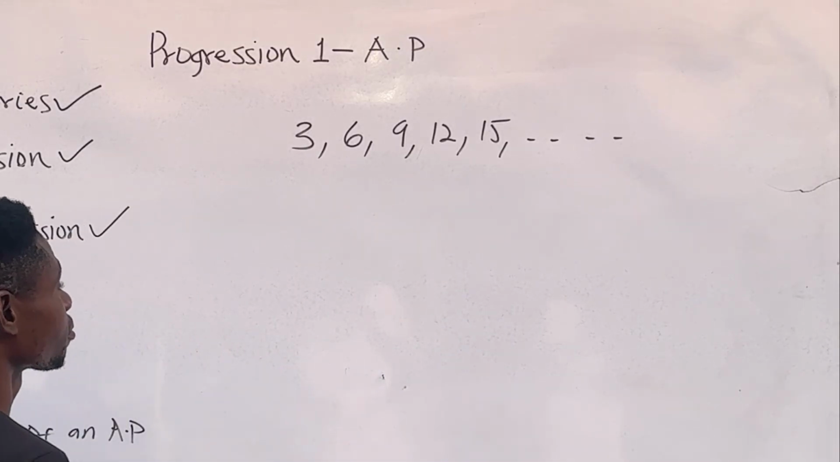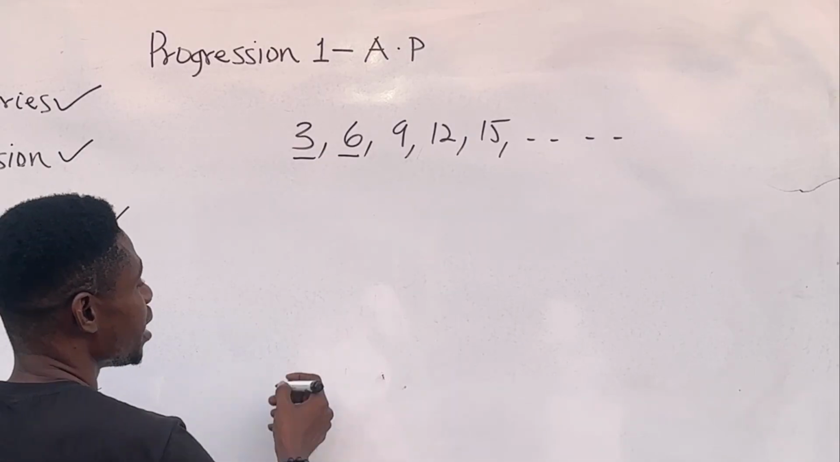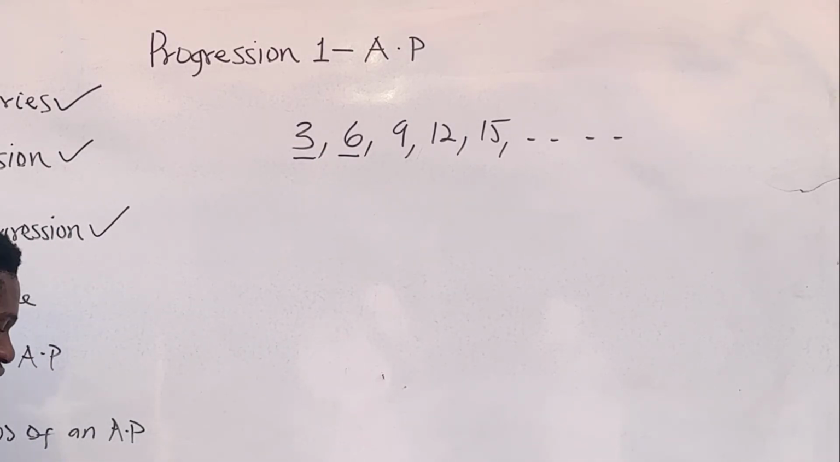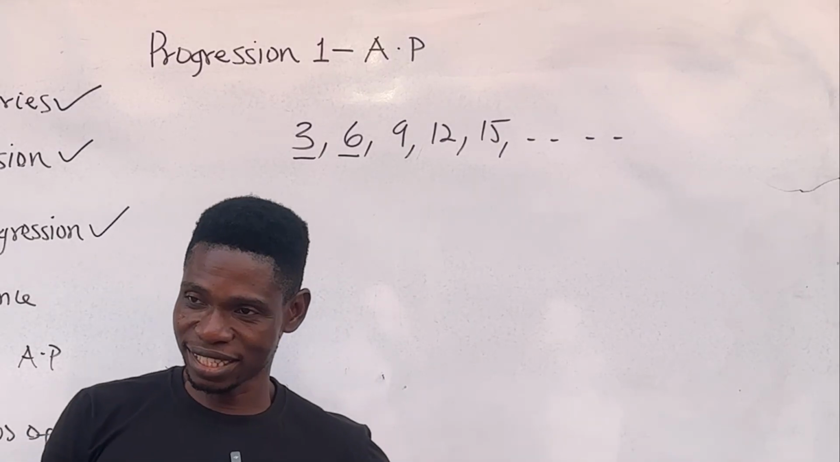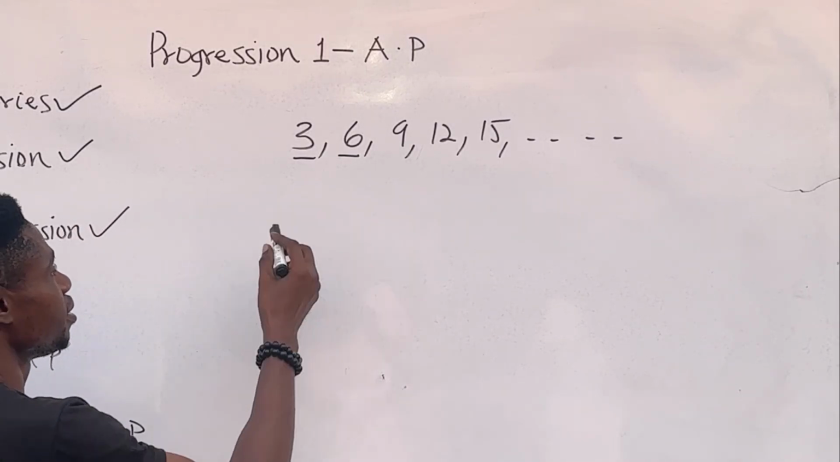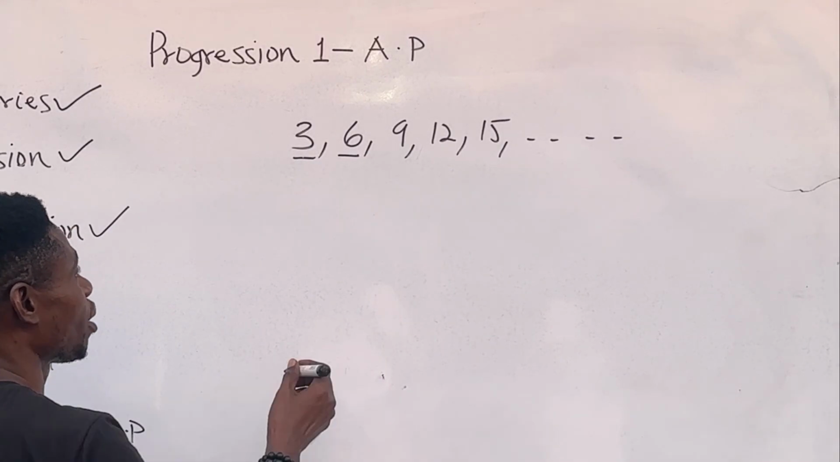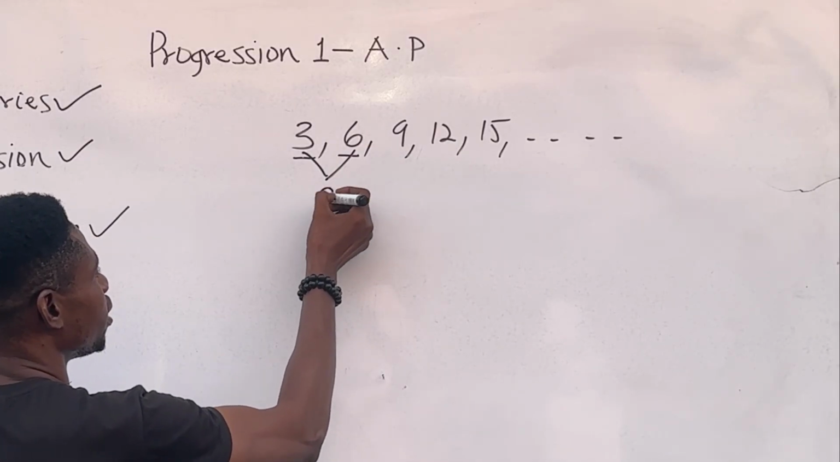Let's look at this. 3 and 6, are they consecutive terms? Yes. When we say consecutive, we mean the one that follows next, the next term. So in this case, 3 and 6 are consecutive terms. Now what's the difference between 6 and 3? It is 3.